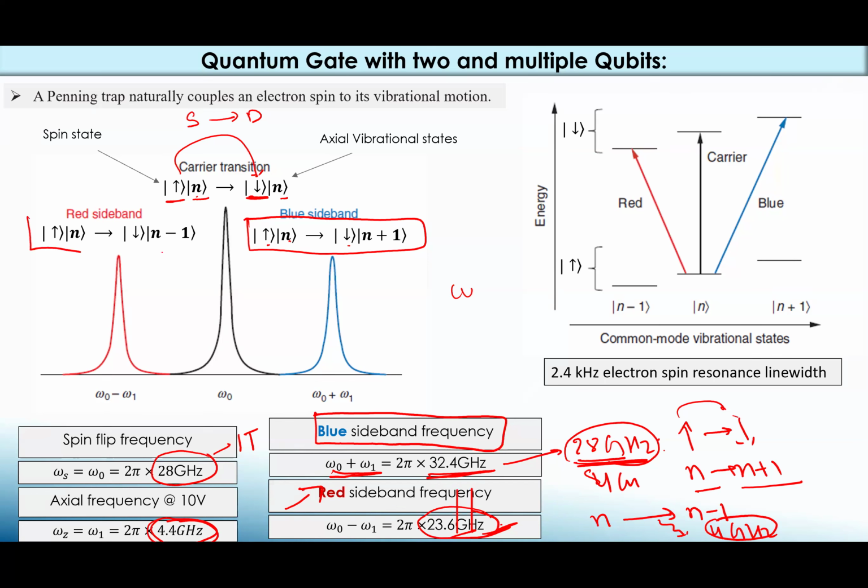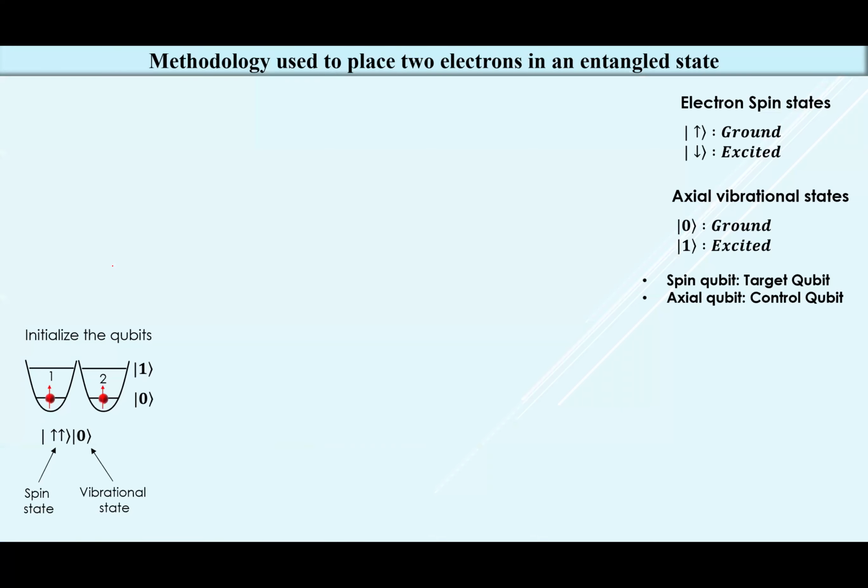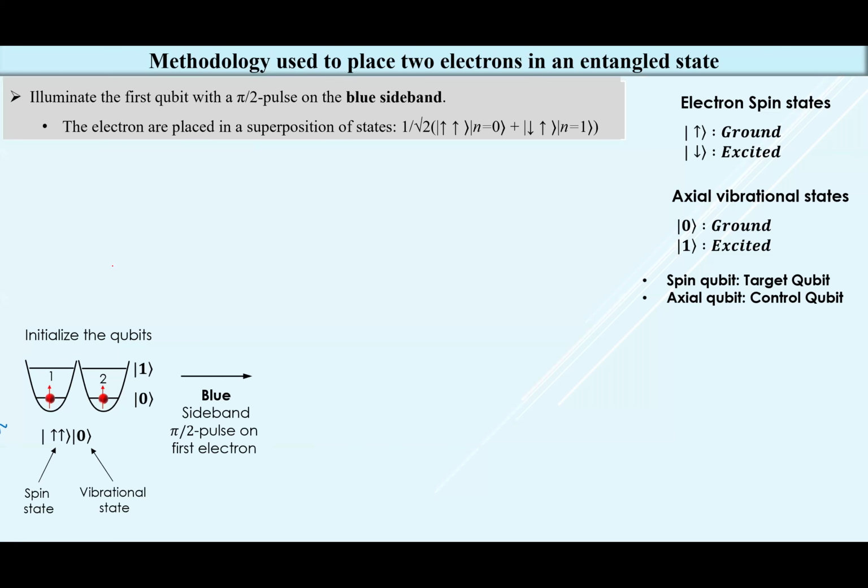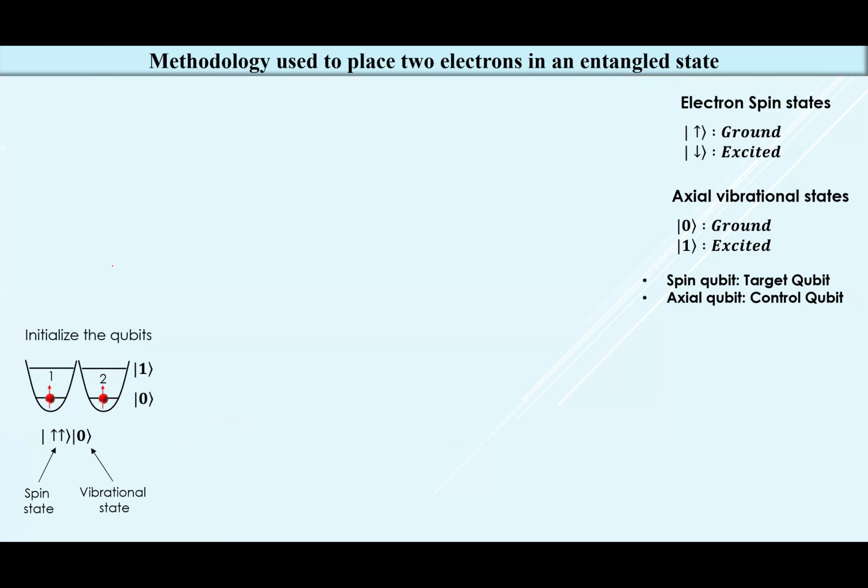So you can see here, this is the red sideband. So n goes to n minus 1, and that caused the spin flip. So exactly the same logic we are using here also. And you can see how we are going to do the methodology.